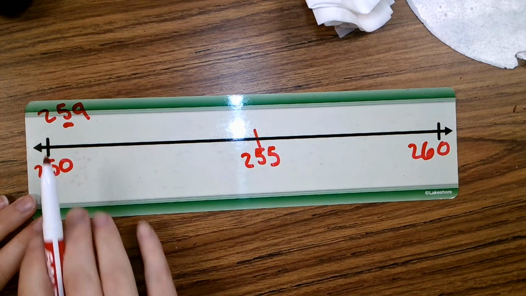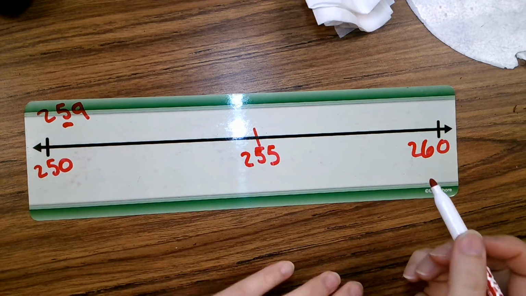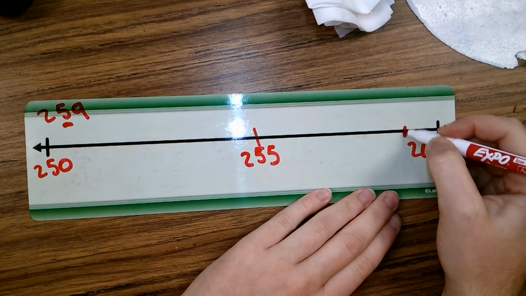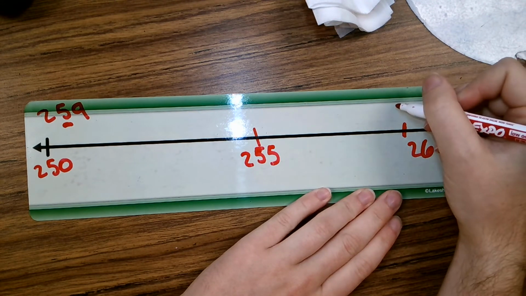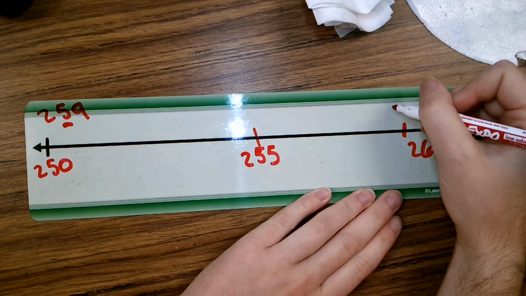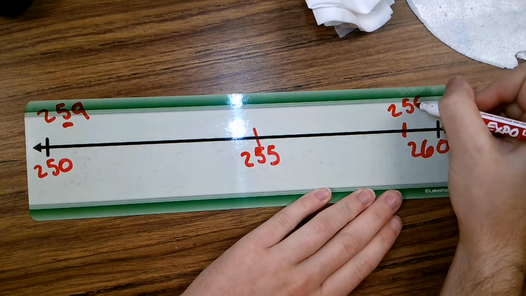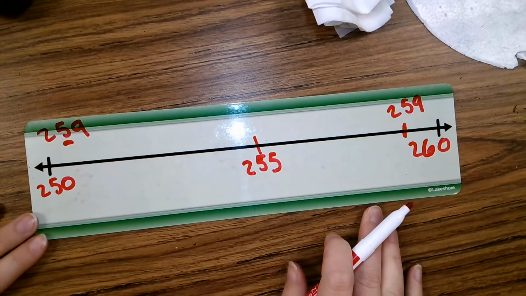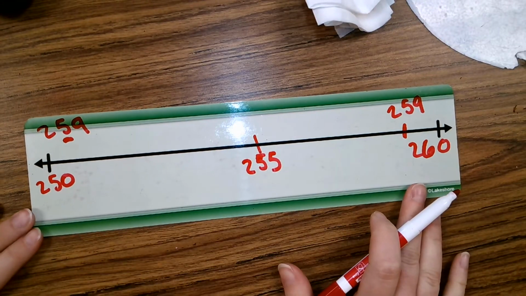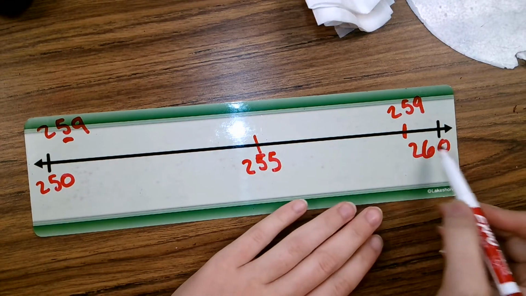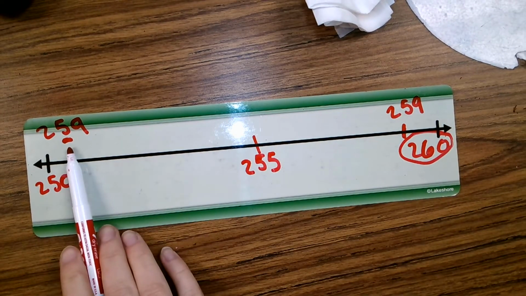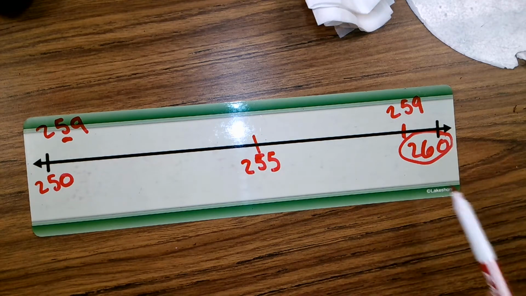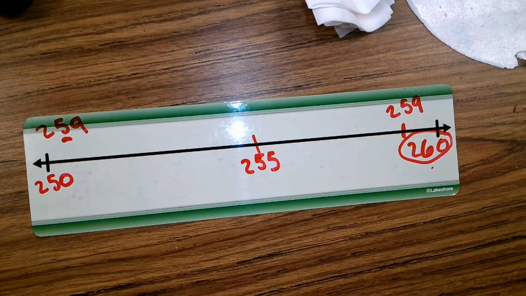Okay, so if we plot our point, 259, it's going to be about right here. I'm going to write it above because I don't have a lot of space over here. So 259, is that closer to 250 or 260? Well, it's closer to 260. It's right there. So 259 rounded to the nearest 10 is 260. Okay?